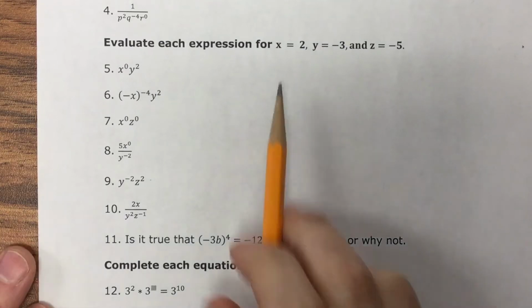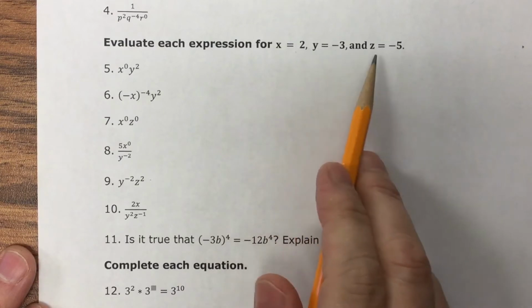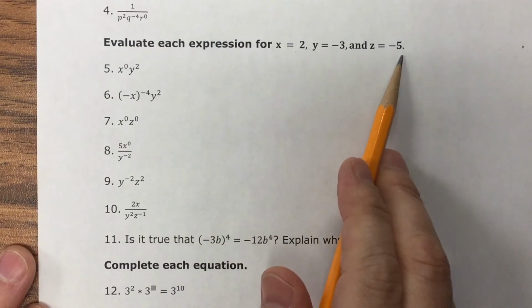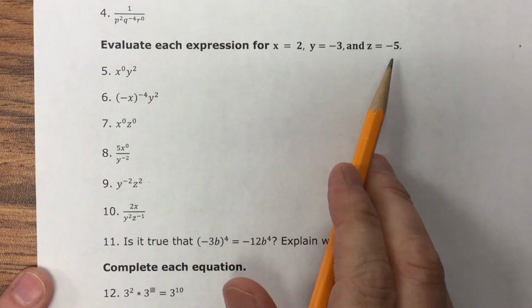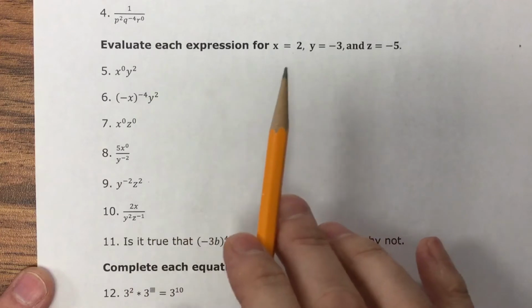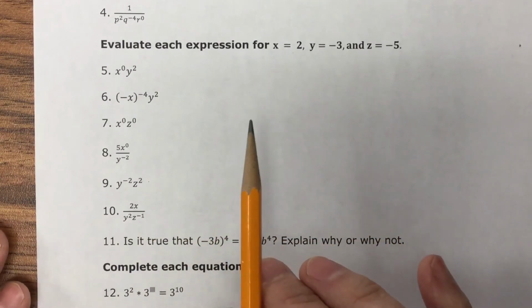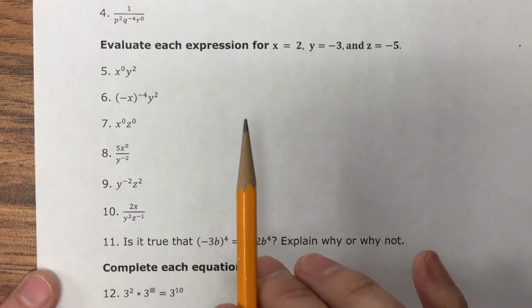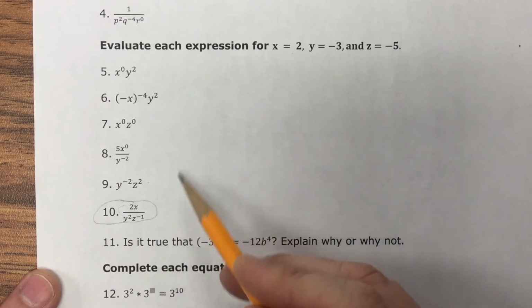Evaluate each expression for x equals 2, y equals -3, and z equals -5. I want to go through one of these as an example, and I want to show you two ways to do these. In fact, I'm going to show you a way to do this completely in the calculator. If you pay attention, you'll learn a really important test-taking skill. Let's do number 10 because it looks like the most complicated.